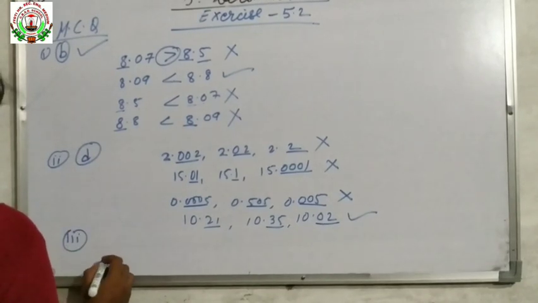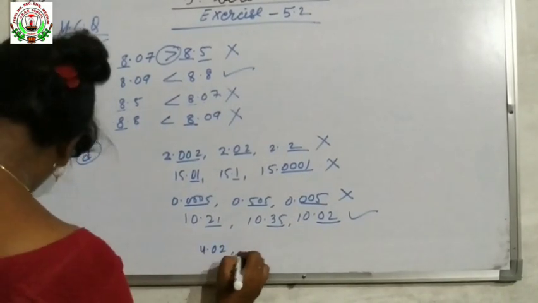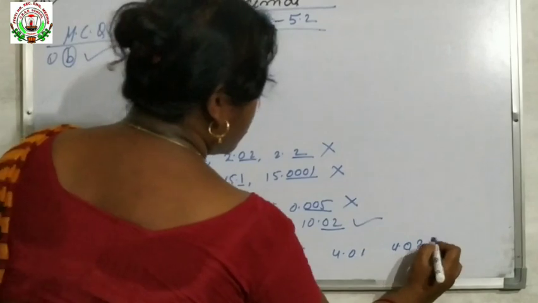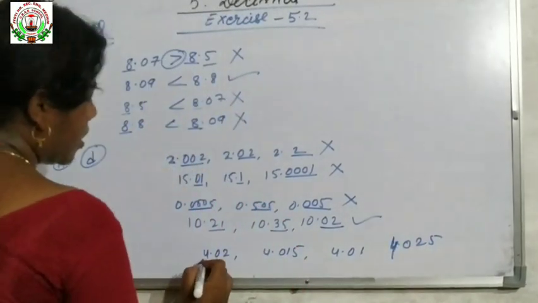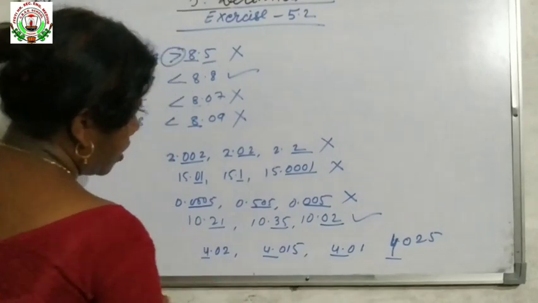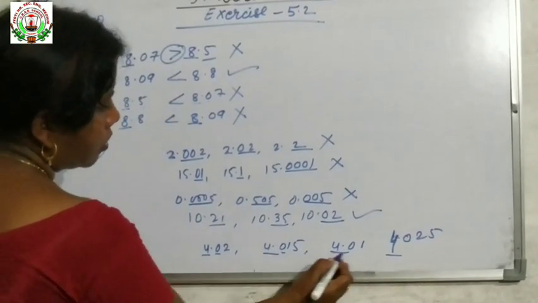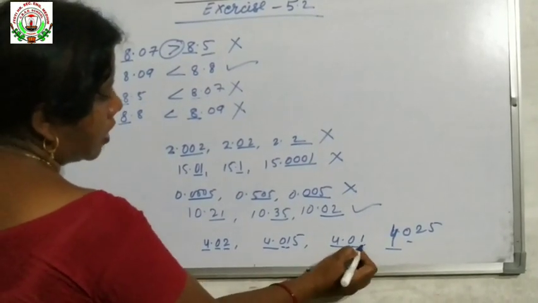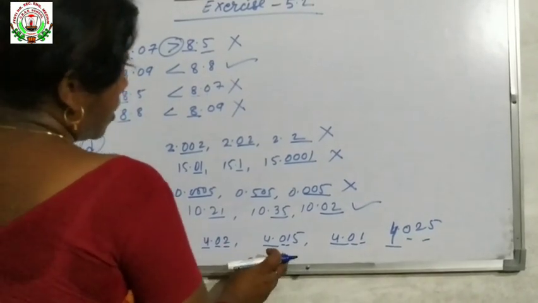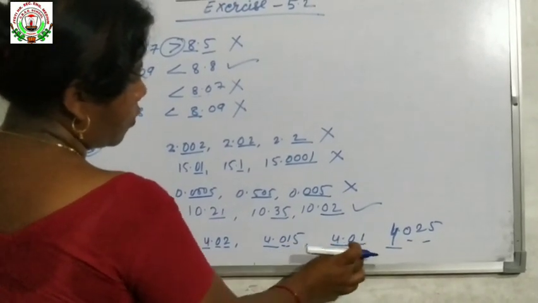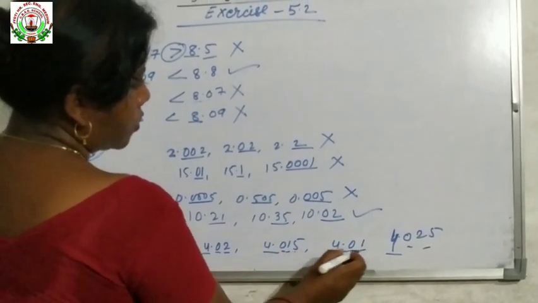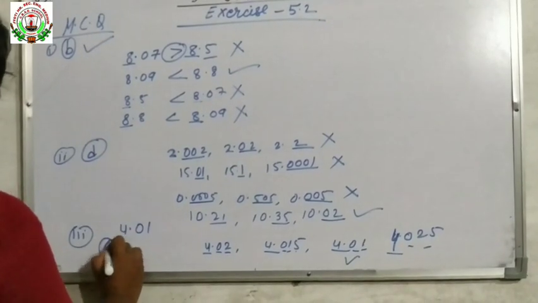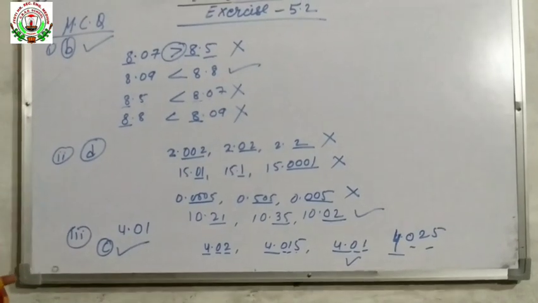Which of the following is the smallest of all? 4.02, 4.015, 4.01 and 4.025. Now here we will compare. See, all the whole parts are the same, all are 4. Now next, here 0, here 0, here 0, here 0. Same. Now next, 2, then 1, then 1, then 2. So here you will see both are the same, 4.01, 4.01. After that it is 5. So it is the smaller number. So which is the smallest? 4.01. It is your option number C. Understood? So we have completed the MCQ.